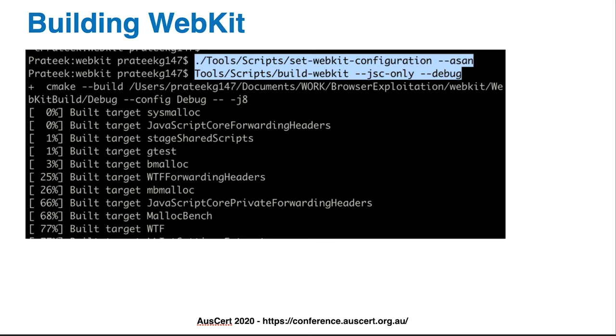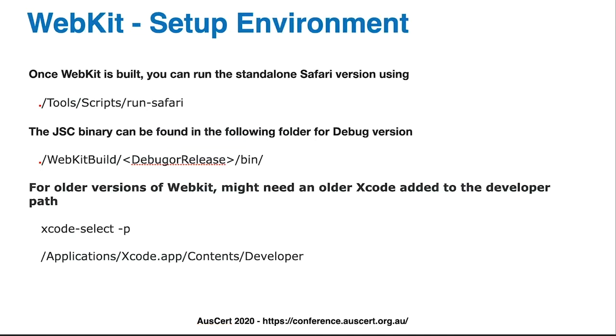So these are some instructions on how you can build. In this case, I'm setting the WebKit configuration to support address sanitizer, and then building it with the debug flags, and also only building the JavaScriptCore component. And once WebKit is built, you can run it using the following command.